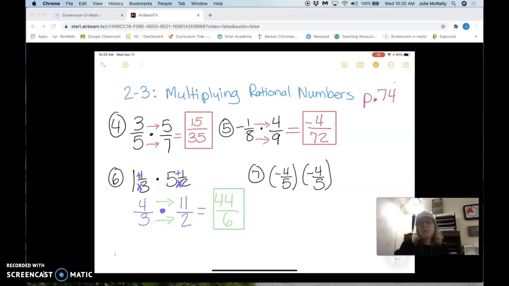You can circle your answer. I always like to circle my answer so it stands out more. That's okay. You don't have to. Okay.